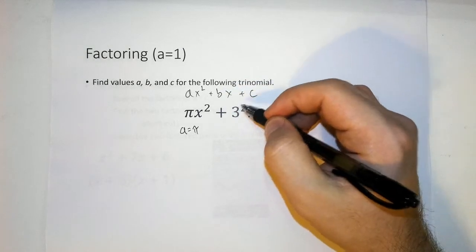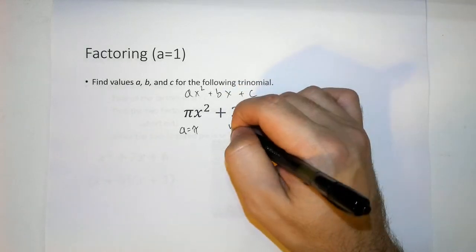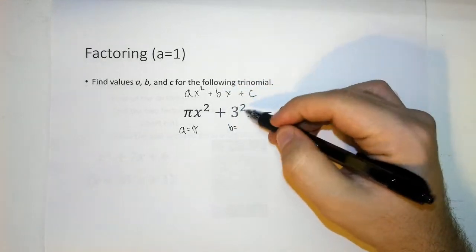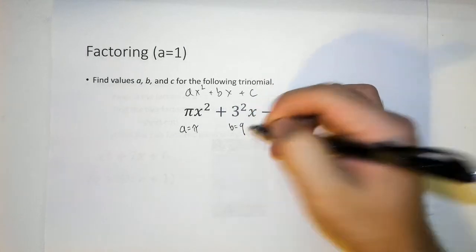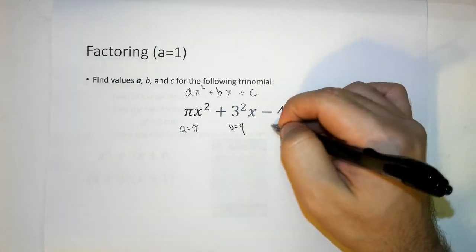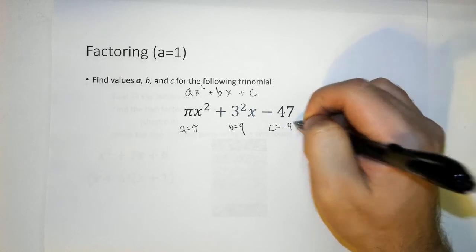b, we see it lines up with 3 squared. We see that 3 squared isn't calculated, so we'll go ahead and calculate 3 squared. That's just equal to 9. And then c is just going to be -47.